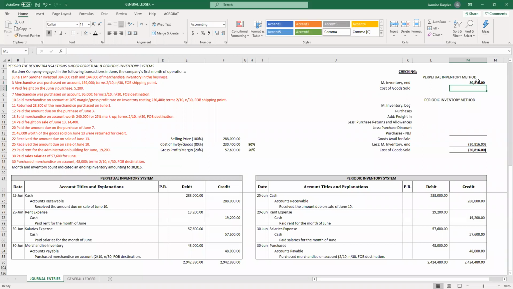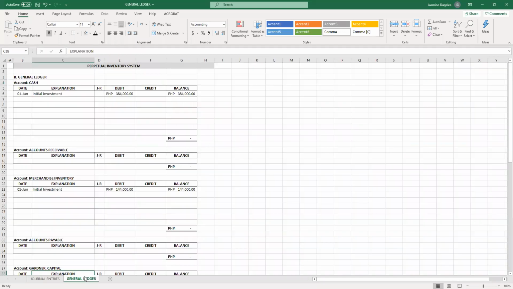So the ending balance of your merchandise inventory account is 30,816, debit balance. If you will post this transaction to your general ledger, you will have the same ending balance. So this is the general ledger.